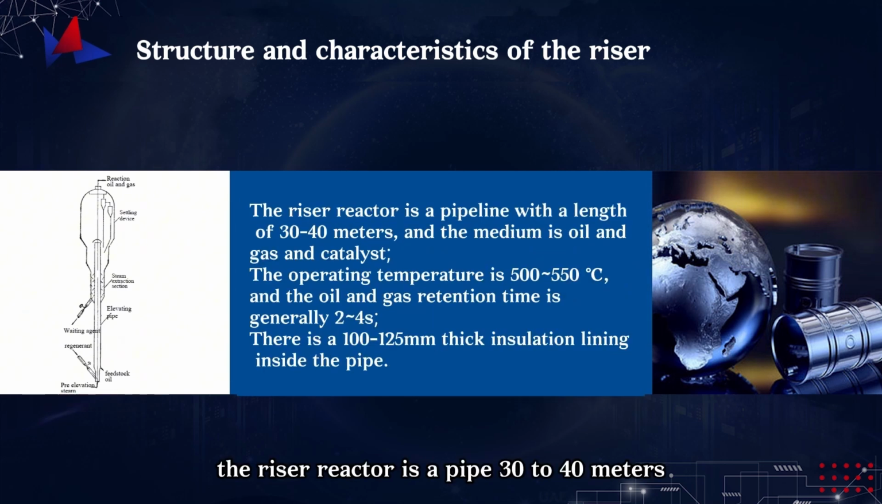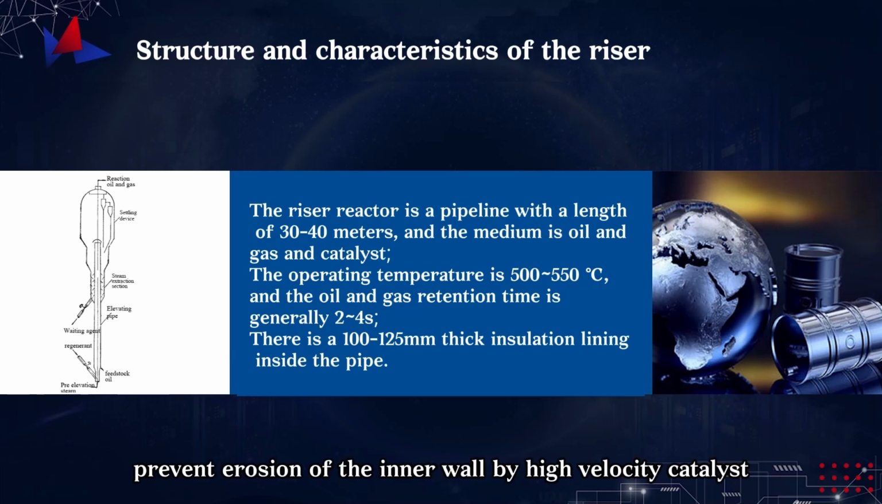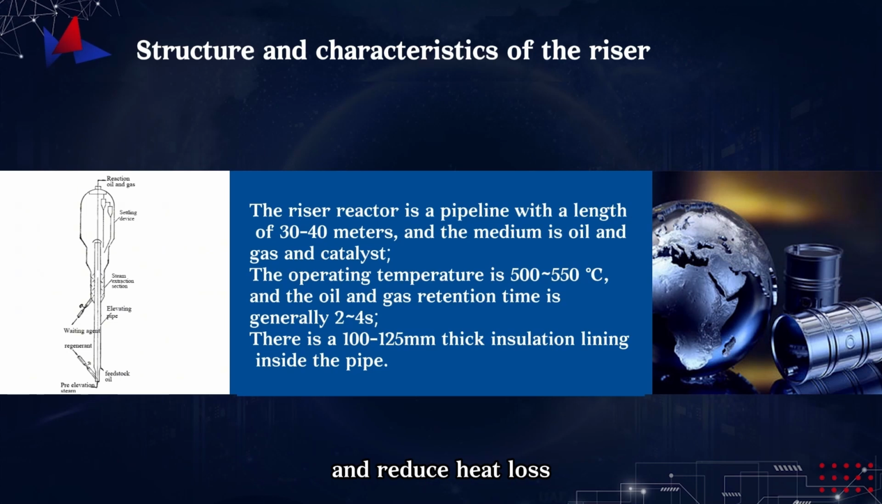The riser reactor is a pipe 30 to 40 meters long, with the medium being oil vapor and catalyst, and an operating temperature of 500 to 550 degrees Celsius. The residence time of oil vapor is generally 2 to 4 seconds. To prevent erosion of the inner wall by high-velocity catalyst and reduce heat loss, the pipe is lined with 100 to 125 millimeters thick insulation and wear-resistant lining.